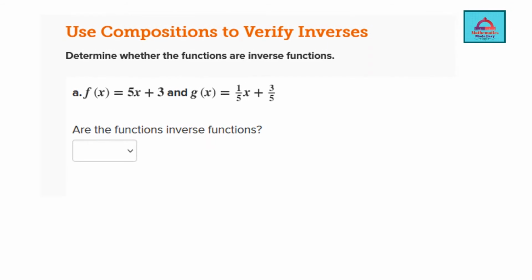Okay, so I have taken a question from your book. Here two functions are given, f(x) and g(x). You have to check whether they are inverse functions, yes or no. So in order to do that, you will have to find f∘g of x and g∘f of x. So let's find them one by one.